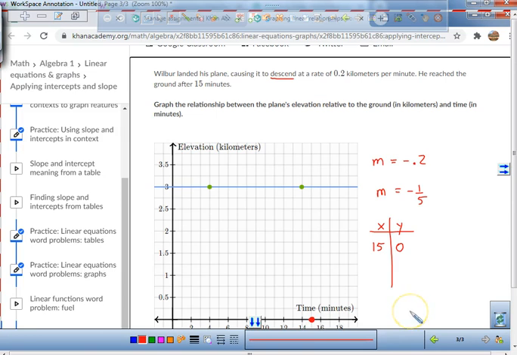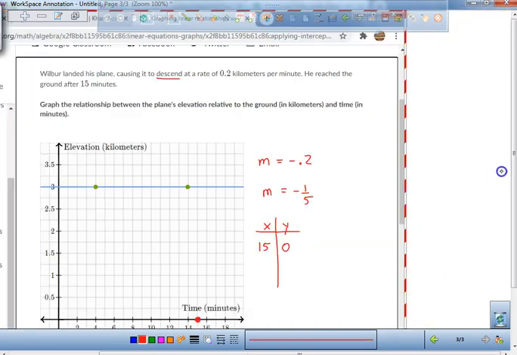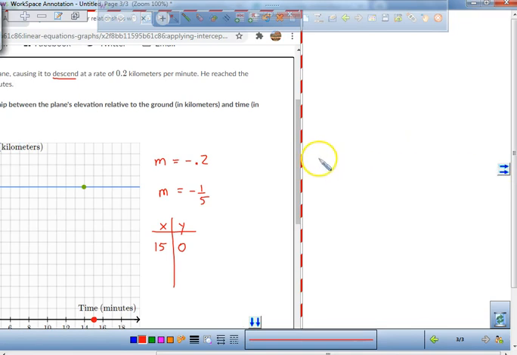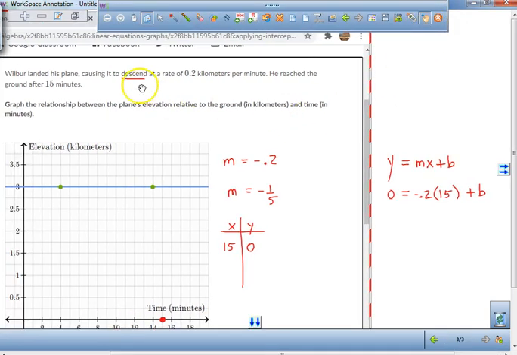So now all I'm going to do is find my y-intercept and we'll call it a day. All you got to do is put y equals mx plus b, and it looks like my y value is 0. I've got a beautiful slope of negative 0.2. I've got an x value of 15, and I'm just going to solve for my y-intercept. Just remember, descend means your slope is what?